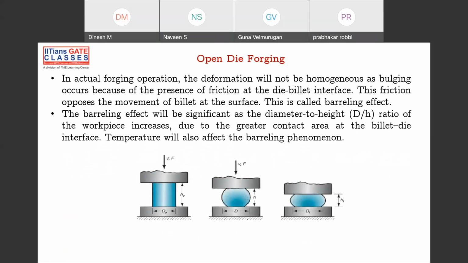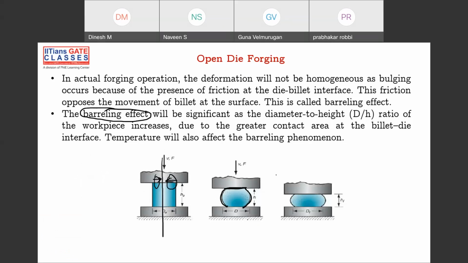And in open die forging, what is happening? Sometimes, if you're applying a load on this circular plate like this, obviously it will try to expand like this. When it's expanding, there's a friction occurring at this place. From here the friction will be like this, and here the friction will be like this. Because of this friction, the material will not move freely. It will tend to stick onto the top, and this bulging effect will come. This is called barreling, the bulging effect. This is called the barreling effect.